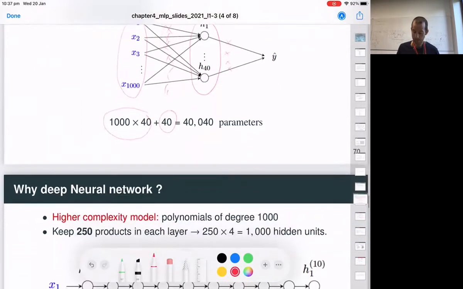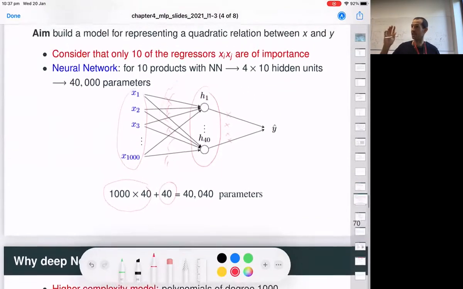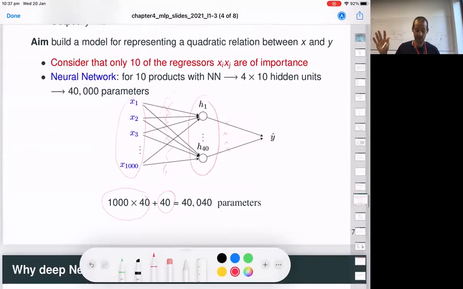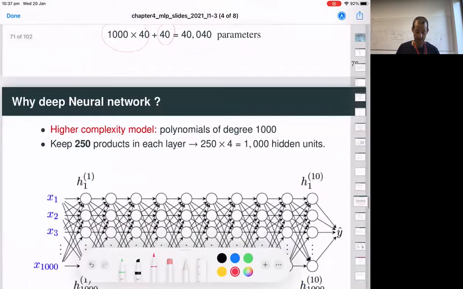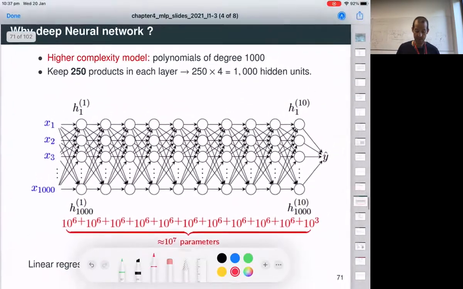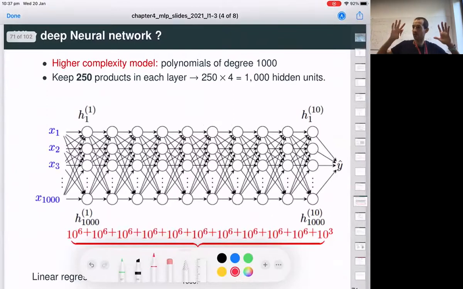Okay, so it's quite nice for the quadratic, but why deep? Deep is when you add more layers, you have the capability to have a more complex model. So you leverage the complexity of your model. For example, consider that I want to build some model with a polynomial of degree 1000. It's a lot.